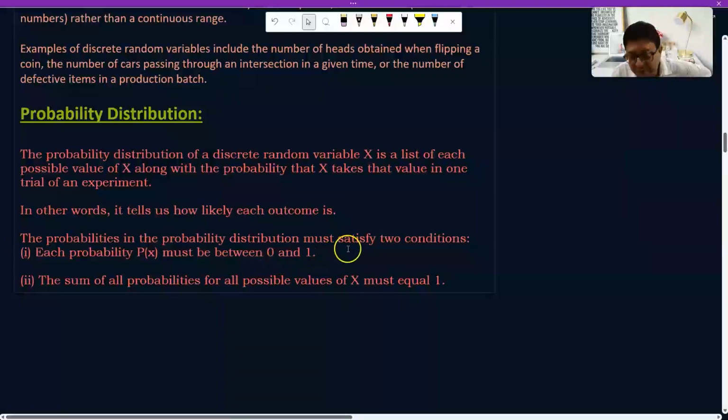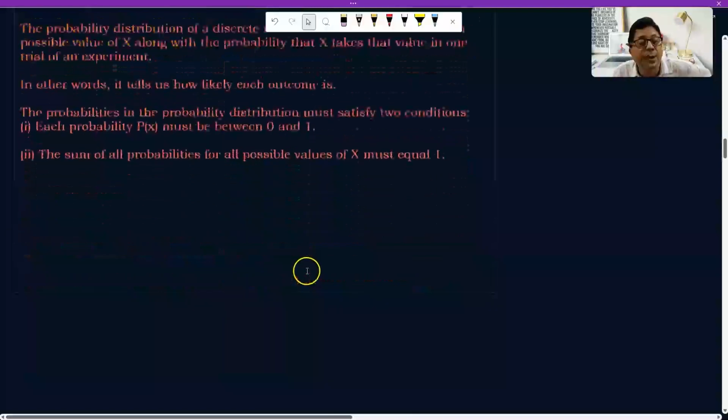Probability must lie between 0 and 1. I told you it can never be negative. It cannot exceed 1 also. The basic concept of probability: the sum of all the probabilities equals 1.